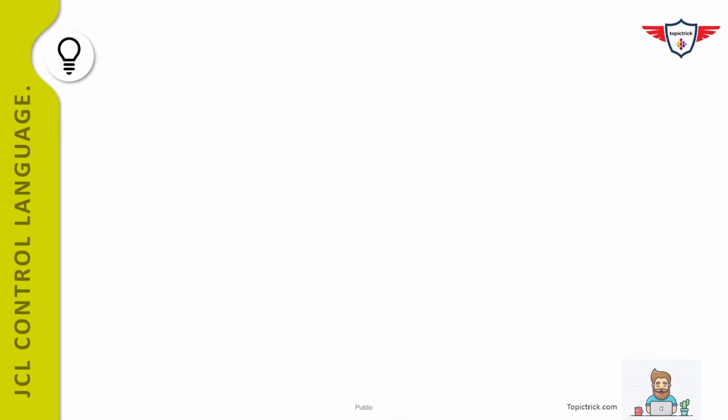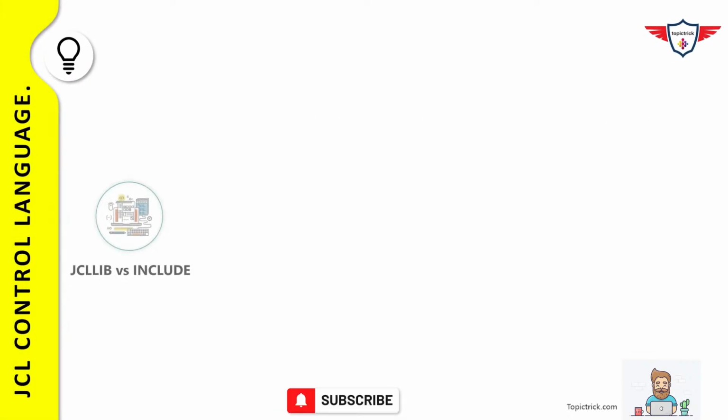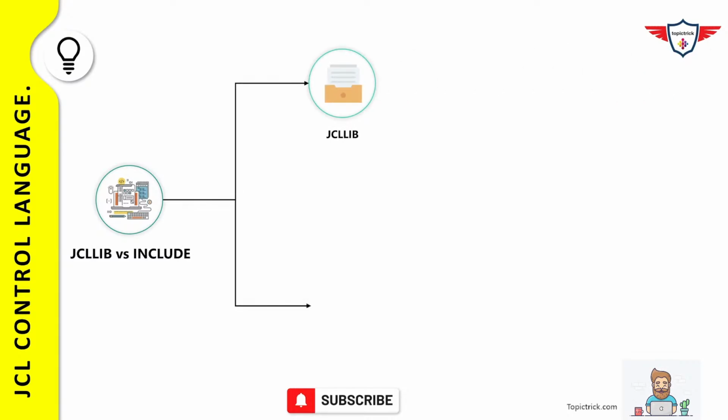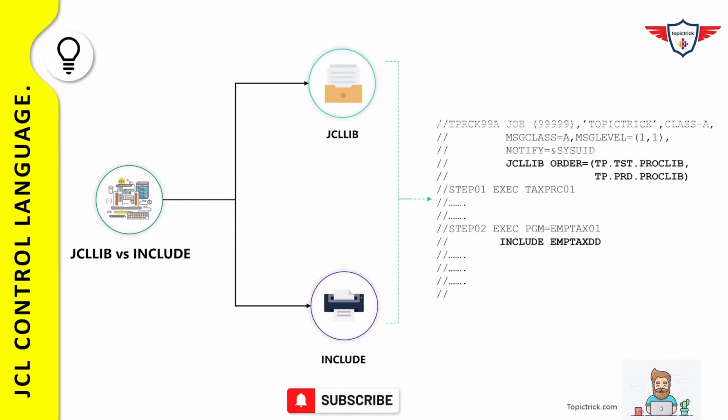Now let's talk about the last topic of this particular video, that is, what is the difference between JCLLIB and include statement. So as you know, sys1.proclib is normally used to store system-oriented catalog procedures, the procedures which are supplied by IBM. Now let's say you have created a catalog procedure and you have stored that in your personal PDS. So in order to invoke that catalog procedure from your personal PDS, you need JCLLIB statement in your JCL.